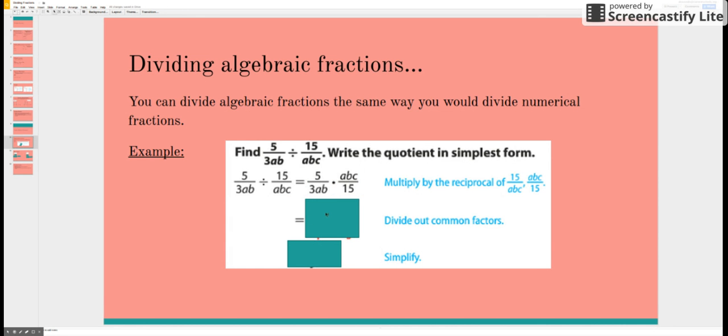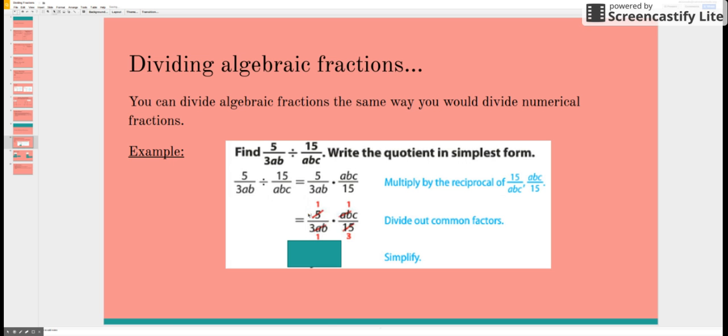The next thing I'm going to do is divide out the common factors. So I'm going to look diagonally across. Right away I can see that I can cross cancel this 5 and 15. 5 goes into 5 once, 5 goes into 15 3 times. I'm also going to look diagonally this way, and I notice that I can cross cancel out my a's. A goes into A once, A goes into A once. I can also cross cancel out my b's. B goes into B once, B goes into B once.